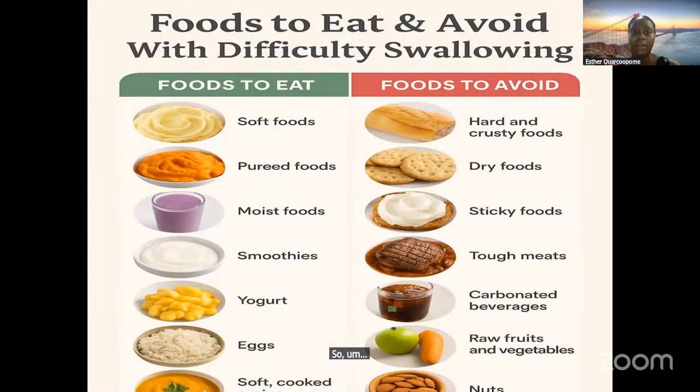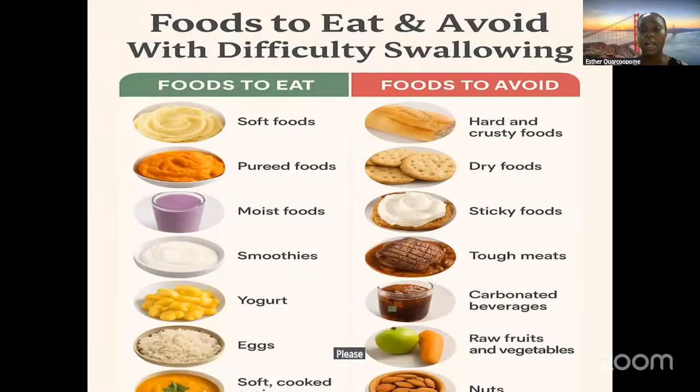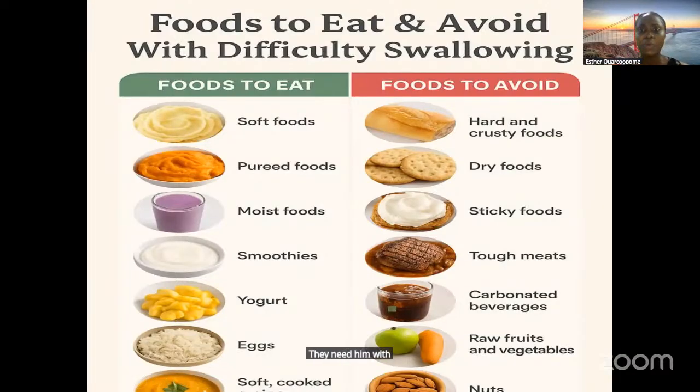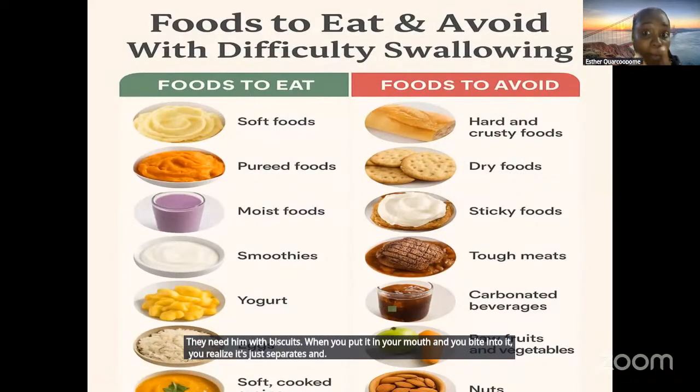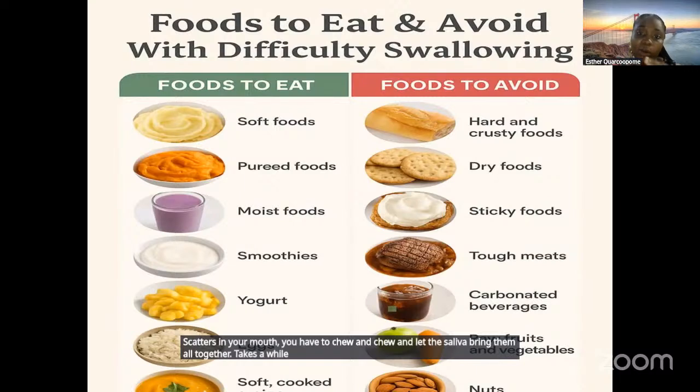Foods to eat and avoid with difficulty. If you have some difficulty with swallowing, please kindly avoid biscuits, high crust food. That's why I said that when we come into this session, I want you to have your biscuit. When you put it in your mouth and you bite into it, it just separates and scatters in your mouth. You have to chew and let the saliva bring them all together. It takes a while before the saliva will put them together into a bolus before you swallow.